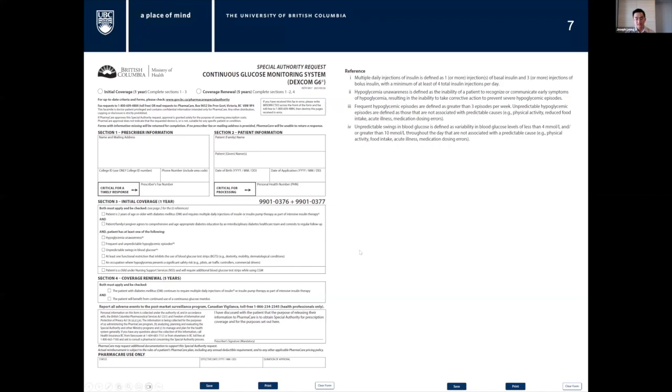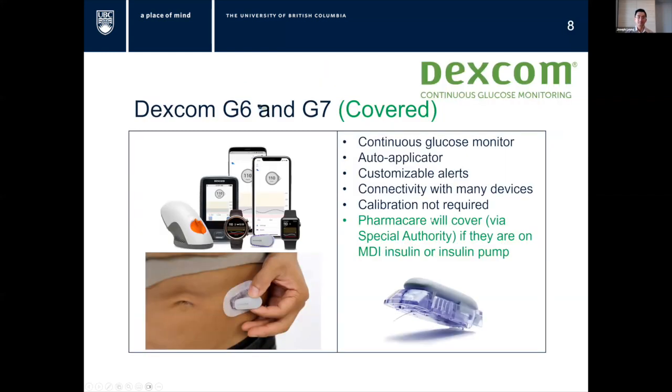So if they're not on insulin or if they're only using once a day basal insulin, for example, they will not be covered through Pharmacare. Some people have extended health coverage though, so that might cover it, or the extended health coverage might cover the Medtronic sensors as well, which are not covered by Pharmacare.